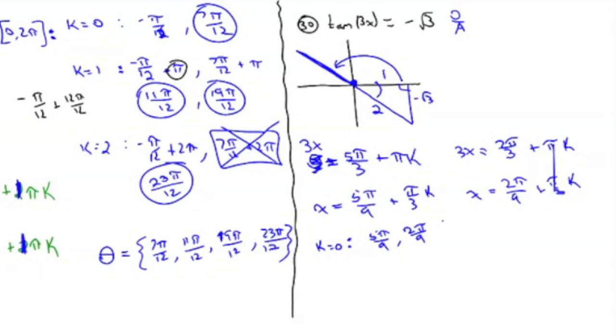Alright, if you let k equal 1, what do you get? Individually, you get 5 pi over 9 plus pi over 3, which would make it 8 pi over 9. And the other one is 2 pi over 9 plus pi over 3, so that would make it 5 pi over 9.